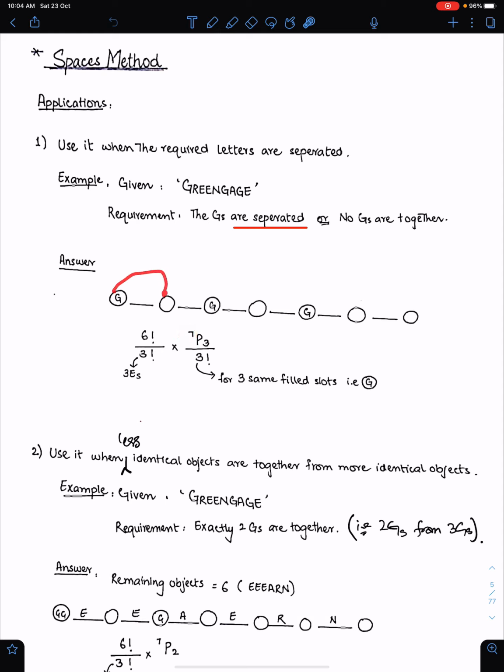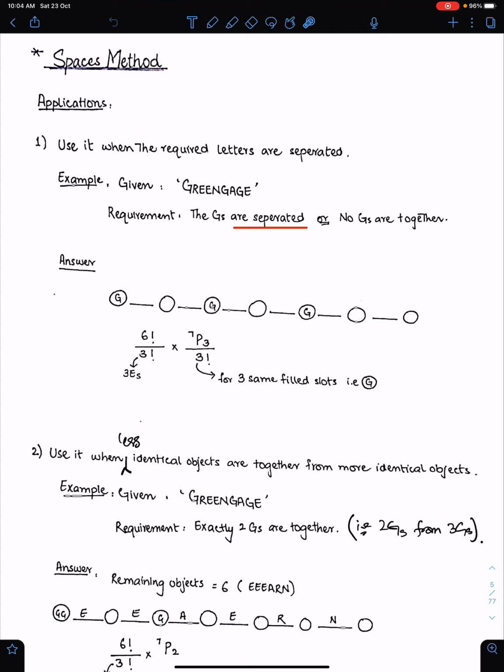We always make one more slot with respect to remaining objects. Since remaining objects are 6, therefore slots must be 7. And we have to fill any 3 slots, any 3 out of 7. 7p3 for these 3 slots. And since all these 3 filled slots are identical, therefore 3 factorial should be here. 7p3 divided by 3 factorial. This is for 3 same filled slots.